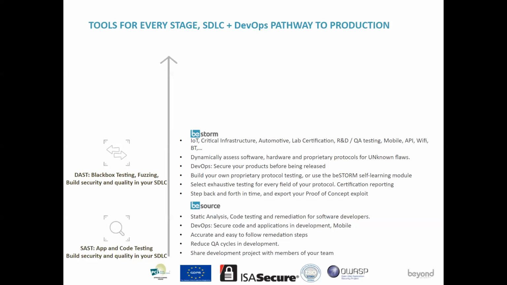Let's say that my device uses the Modbus protocol. So port 502 is open. I will put the IP in beStorm. beStorm will run a scan, find that Modbus is the relevant protocol, and then I will start a fuzzing project.